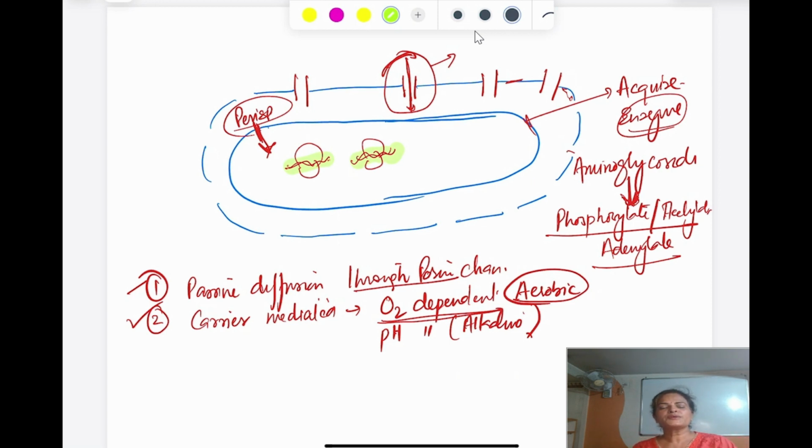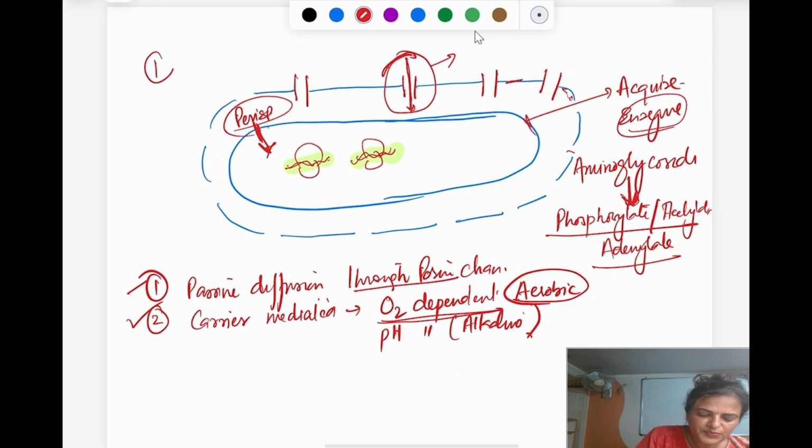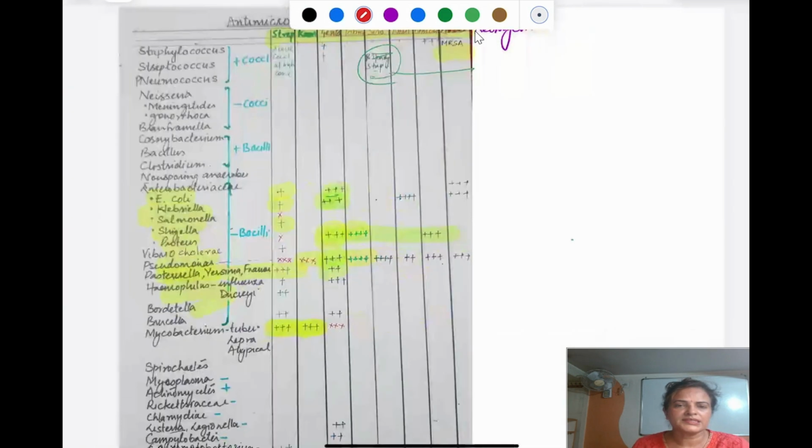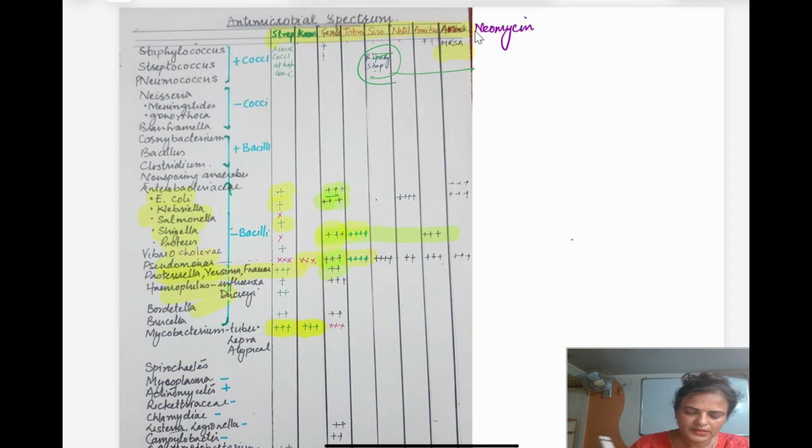So how does the aminoglycoside act? Two steps. One is the transport. Number one is the transport across the membrane, and number two is inhibiting bacterial protein synthesis, and how it is going to develop the resistance. Now, the next important thing is its antimicrobial spectrum. The aminoglycoside, its antimicrobial spectrum.